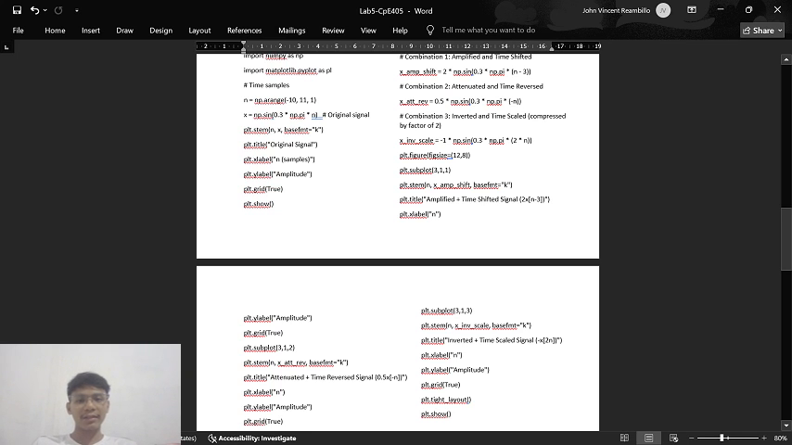The third combination was inversion and time scaling. In this part, I multiplied the signal by negative 1 to flip it upside down and scaled the time by a factor of 2, making it appear compressed along the time axis.